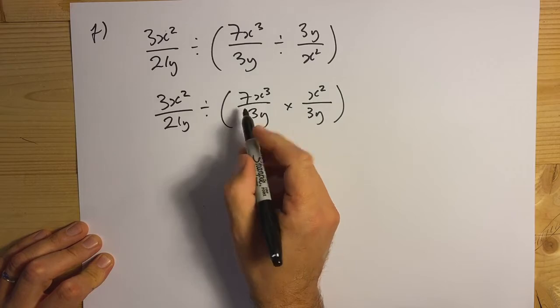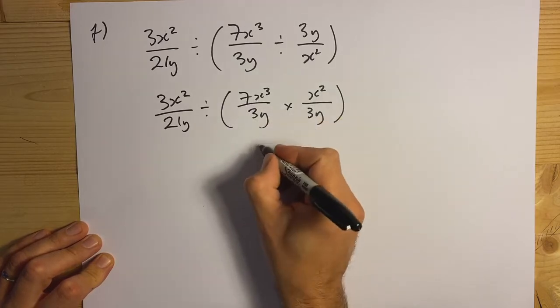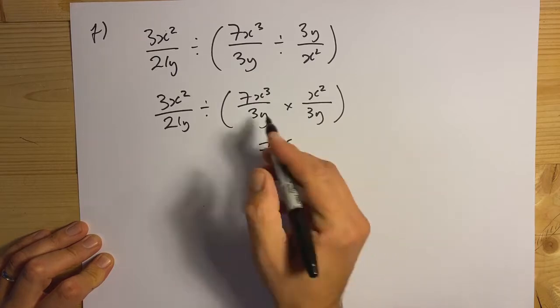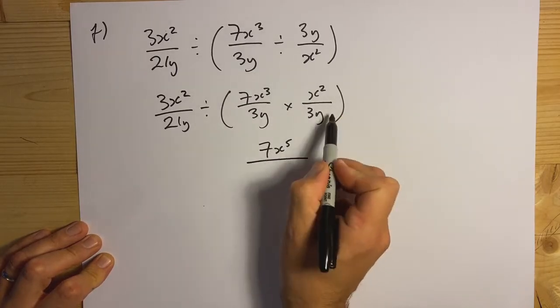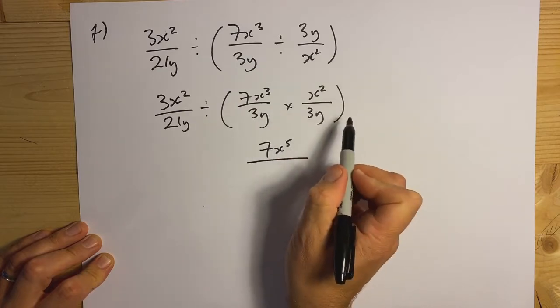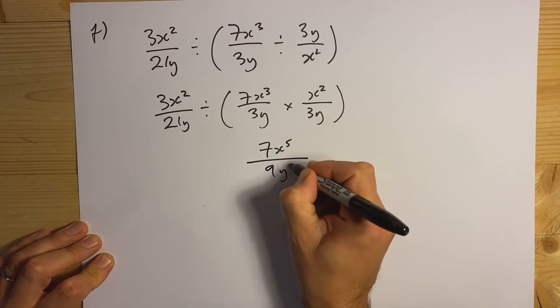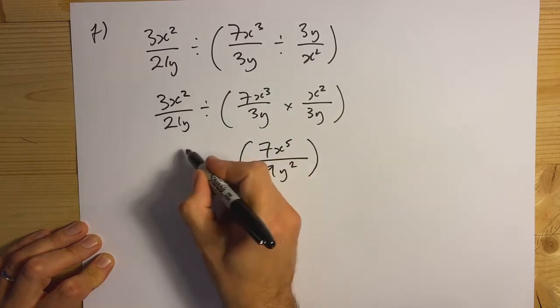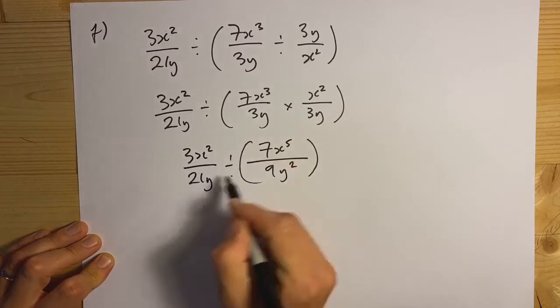So that's going to be 7x cubed times x squared, so that's going to be 7x to the 5th, 3 plus 2. And then we've got 3 times 3 and y times y. Now, I must remember that we've got to multiply everything. So 3 times 3 is 9, y times y is y squared. Okay, so that's what we've got here, 3x squared over 21y divided by this.